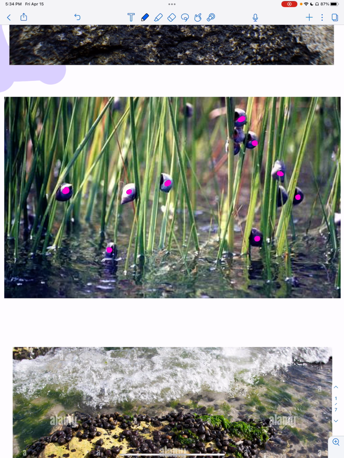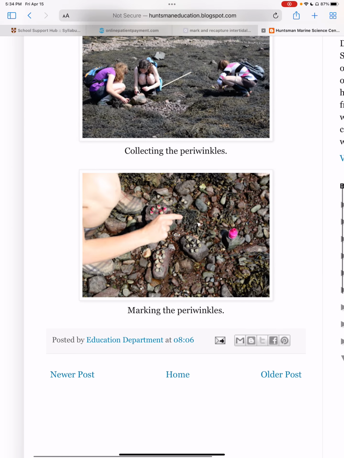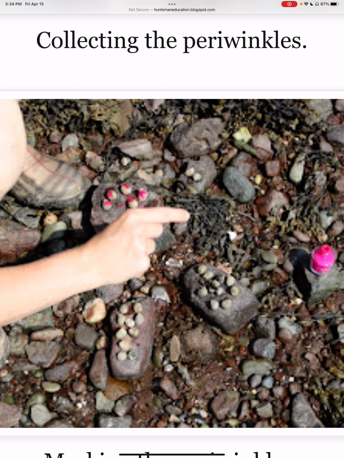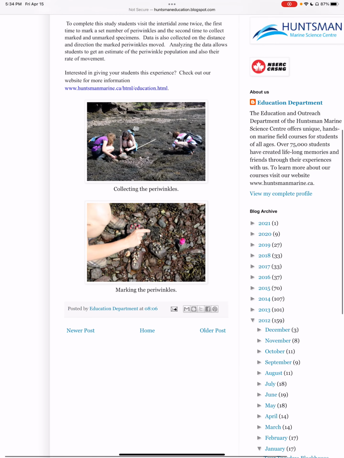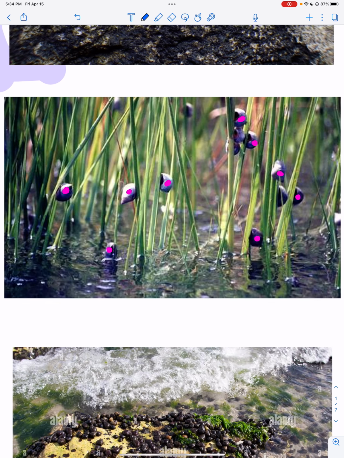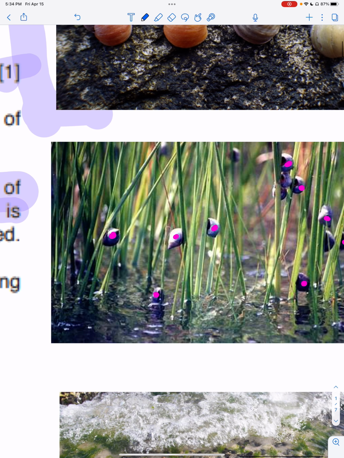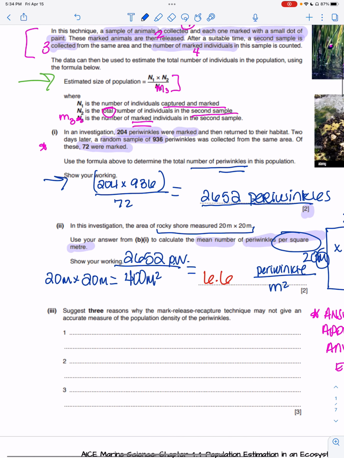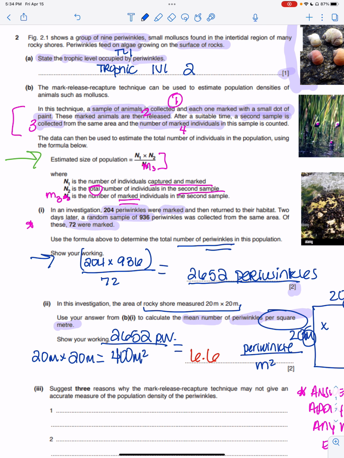these with the bright pink dot are going to be very obvious to you. You can see these ones right here. Those are very obvious to you. And due to that, when you go back for the second sample, and they even say the marked animals are then released, a second sample is collected. Sorry, I'm reading the wrong part. There we go. On this one, a random sample. When they go back, they take another random sample.